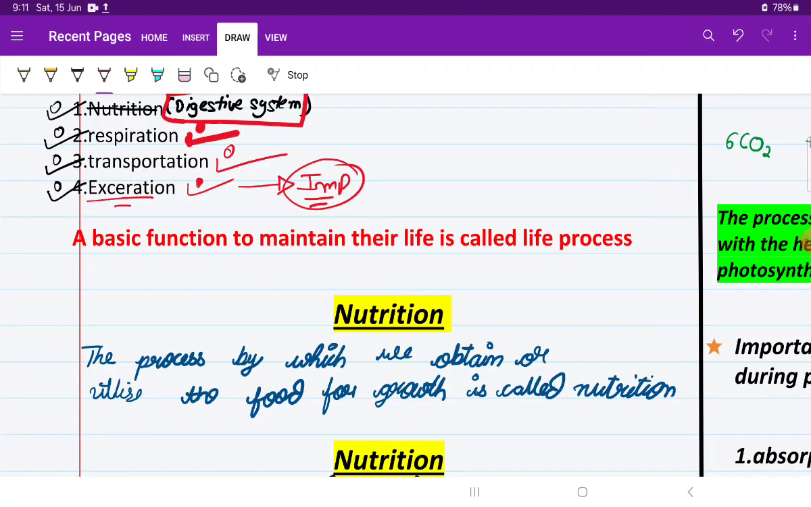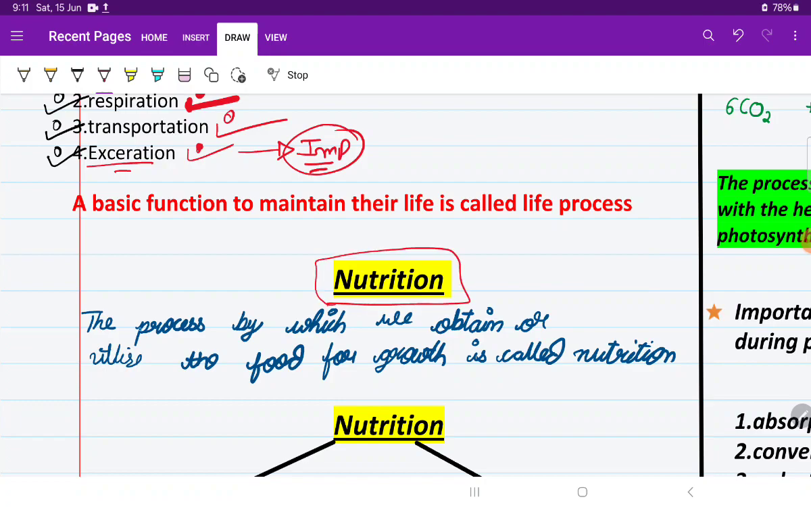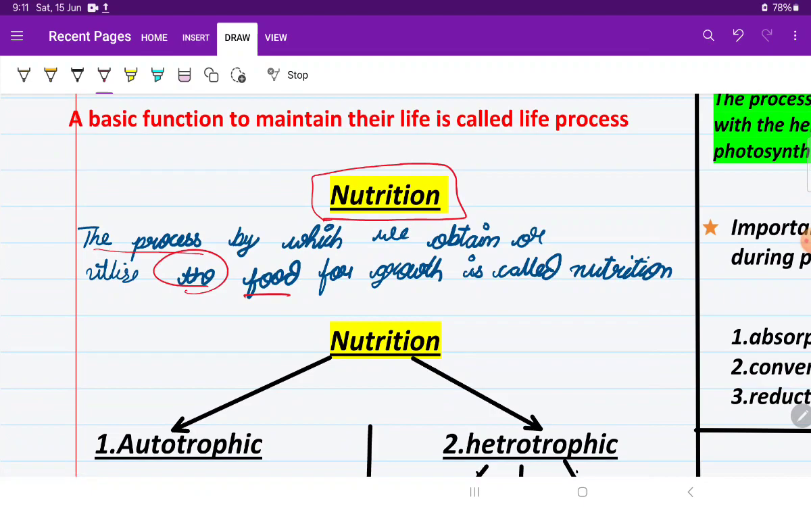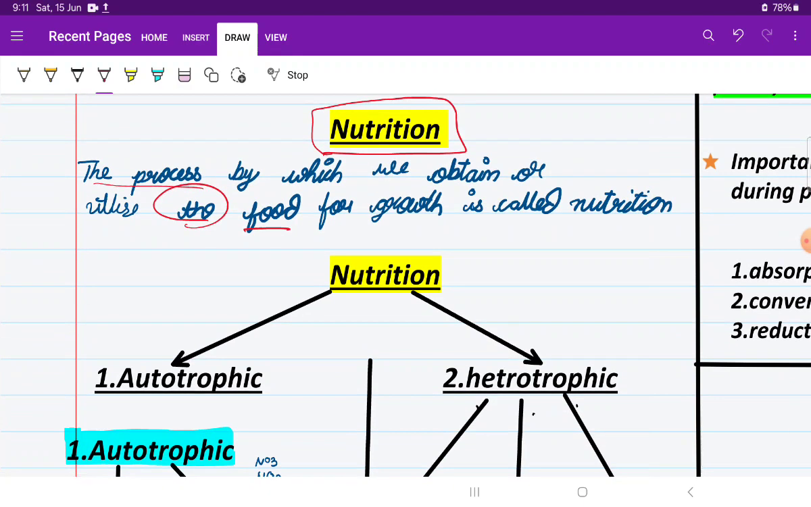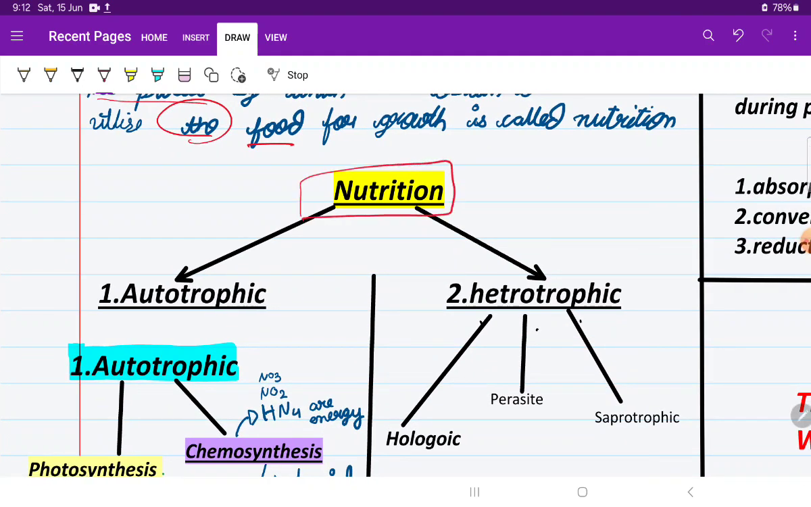Now let's start with the first topic, nutrition. What is nutrition? A process by which we obtain or utilize food for growth is called nutrition. We are taking carbohydrates, glucose, etc., or rice, wheat, chapati, sugar cane, pulses, etc., for our growth and to maintain our body life. That is called nutrition.